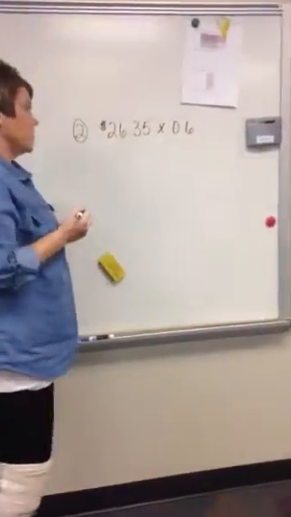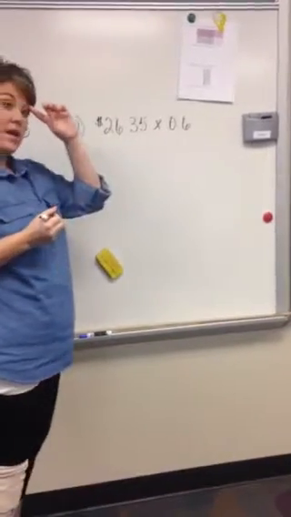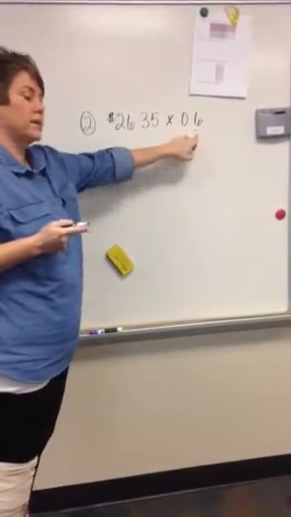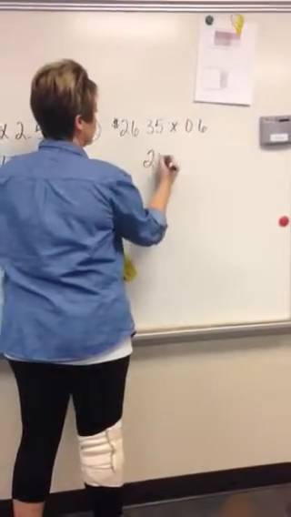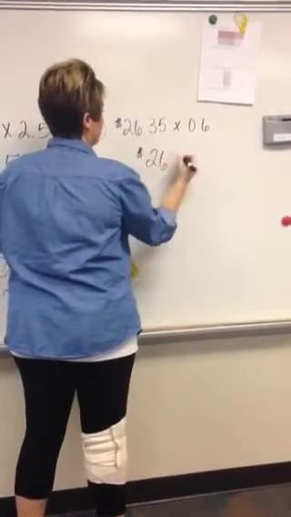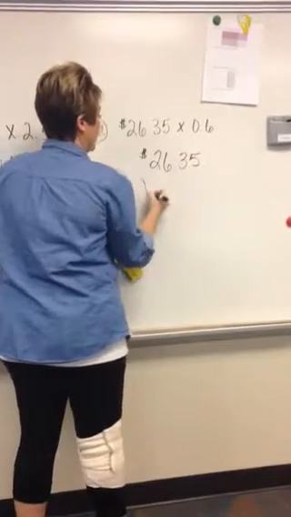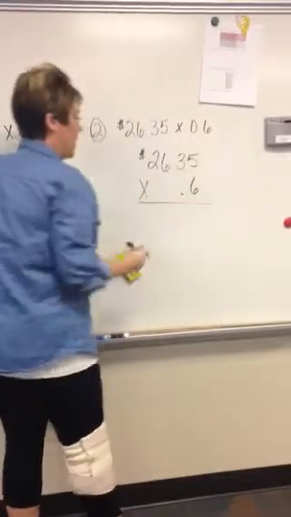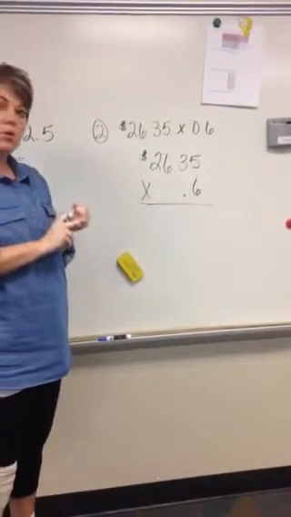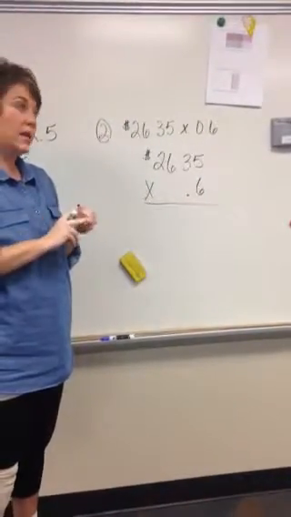So it's $26.35 times 0.6. I'm going to rewrite that up and down. $26.35 times 0.6. I'm not going to think about my decimal or my dollar sign until the end.